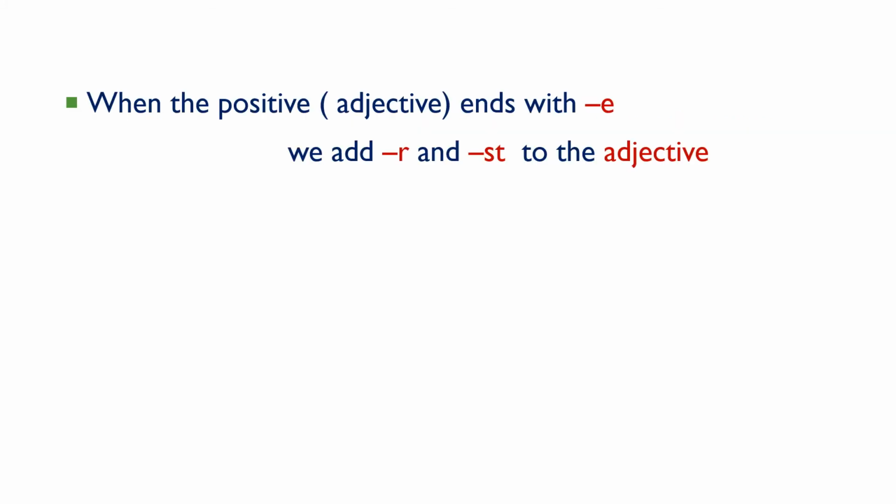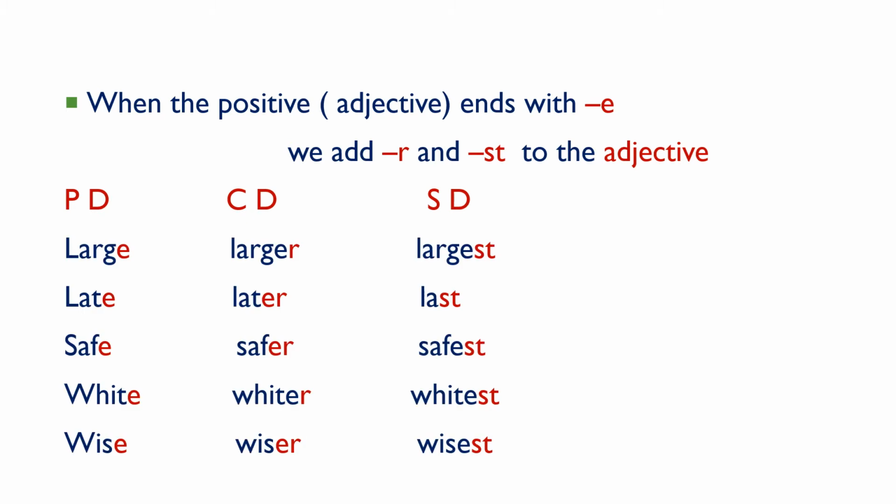When the positive ends with e, we add r and st to the adjective. For example, large, larger, largest. Look at the word large. The adjective ends with E. Then we add R in comparative degree and ST in superlative degree. Late, later, last. Safe, safer, safest. White, whiter, whitest. Wise, wiser, wisest.